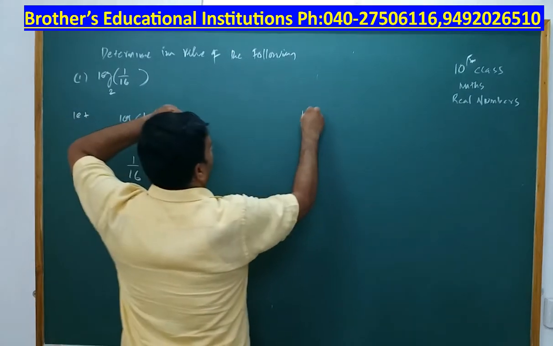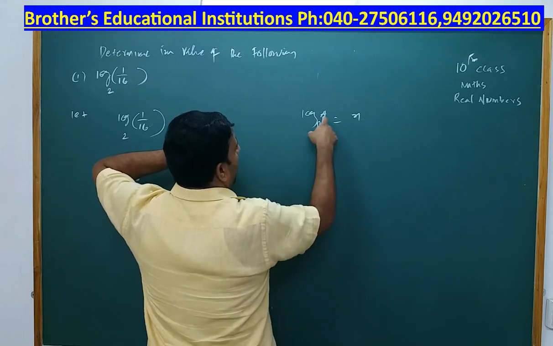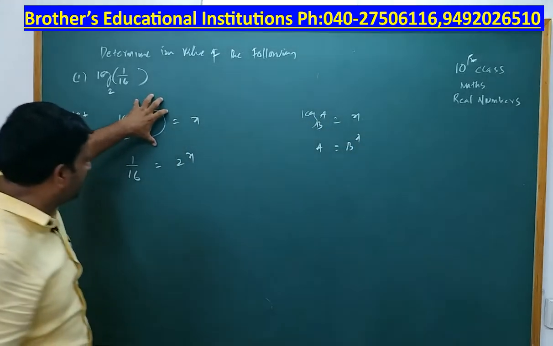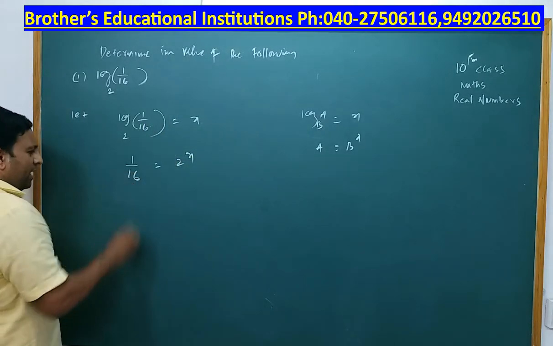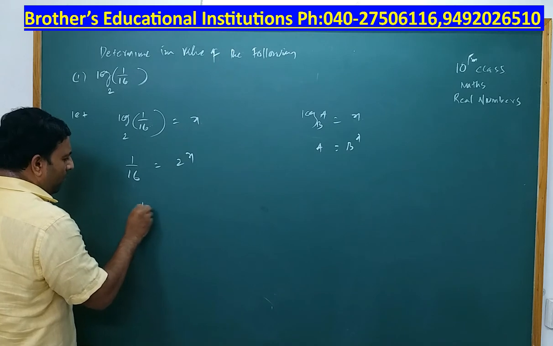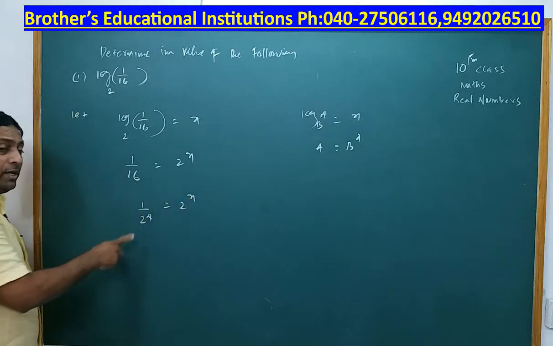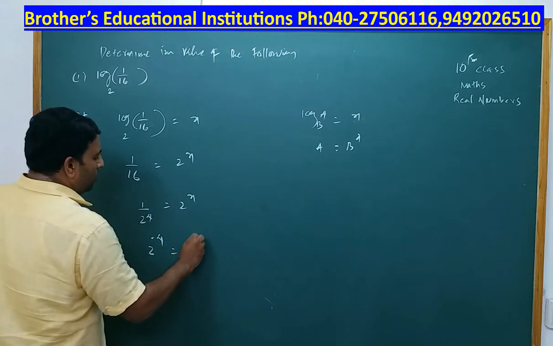What is the formula? If log a to the base b is equal to x, then a will be equal to b power x. Like that, 1 by 16 is equal to 2 to the power of x. Now what do I do? 1 by 16 can be written as 1 by 2 to the power of 4, is equal to 2 to the power of x. Now 1 by 2 to the power of 4 can be written as 2 to the power of minus 4, is equal to 2 to the power of x.